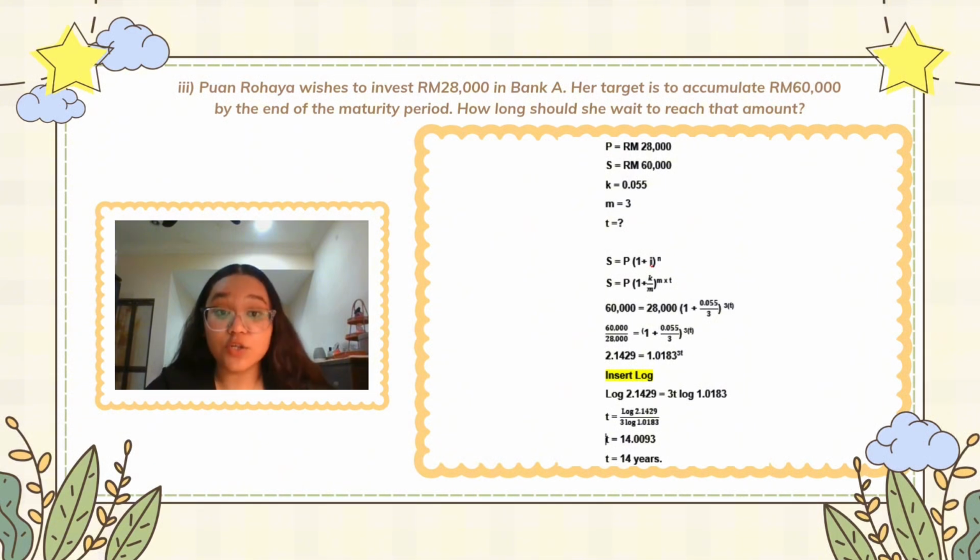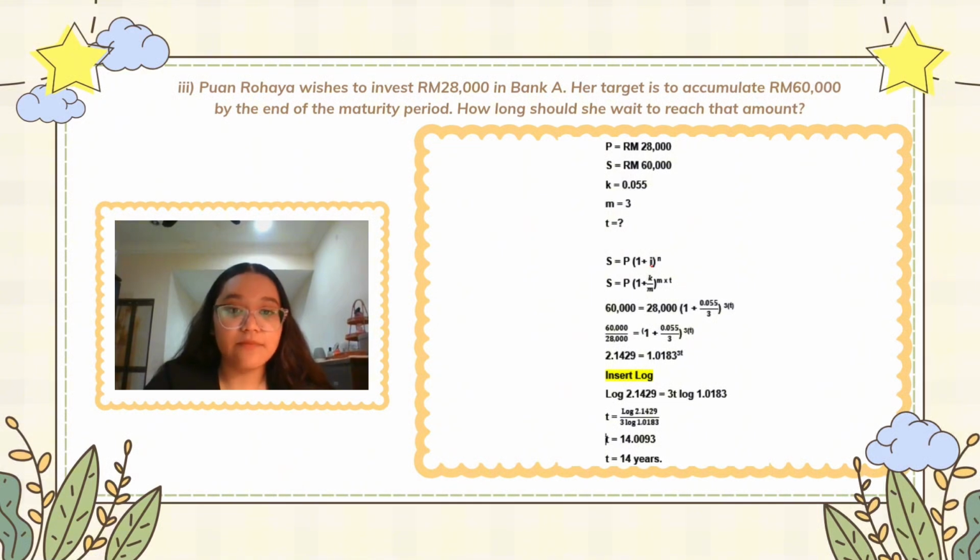So we use the original compound interest formula, which is S equals P multiplied with 1 plus I to the power of N, so S equals P multiplied with 1 plus K over M to the power of M multiplied by T. We put in the information: 60,000 equals 28,000 multiplied with 1 plus 0.055 divided by 3 to the power of 3 multiplied with T. Hence we get 60,000 divided by 28,000 equals 1 plus 0.055 divided by 3 to the power of 3T, which gives us 2.1429 equals 1.0183 to the power of 3T.